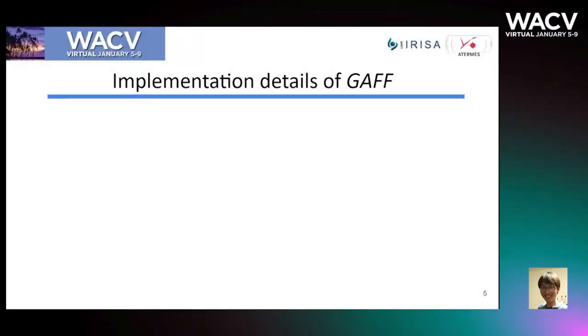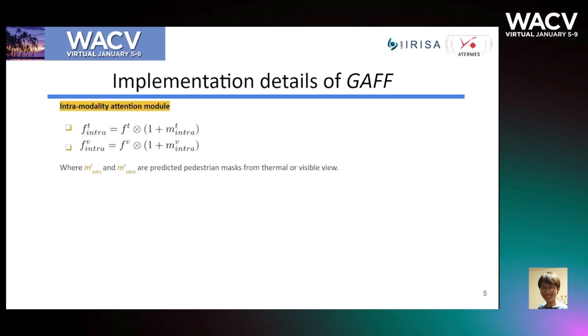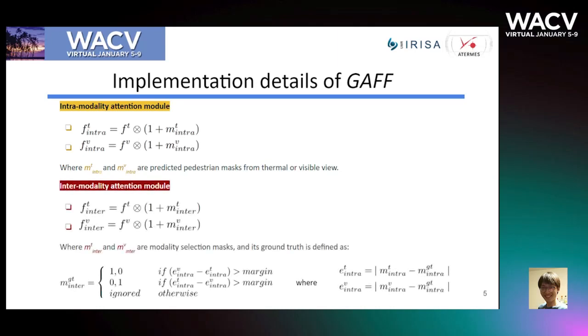More specifically, in the intramodality attention module, thermal or visible features of an area with a pedestrian are highlighted by multiplying the learned features with the predicted pedestrian mask. In the intermodality attention module, an intermodality attention mask is predicted based on the combination of thermal and visible features. The predicted mask has two values for each pixel, corresponding to the weights for thermal and visible features, and its ground truth value is defined according to the comparison between error masks from thermal or visible intramodality attention masks.